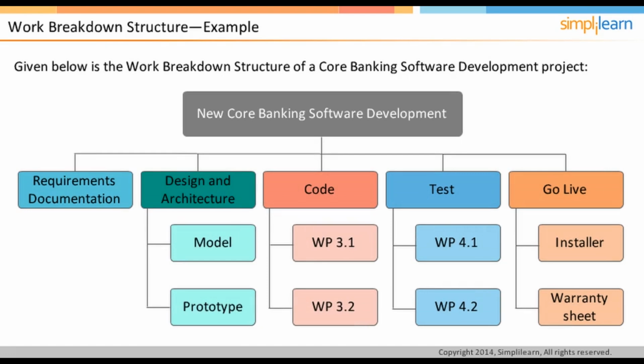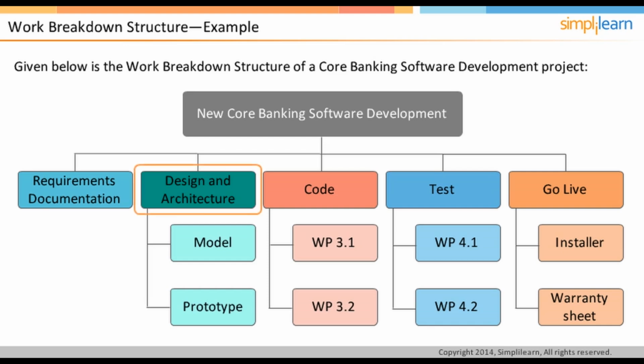Work breakdown structure of a core banking software development project is given on the screen. The scope of the project has been divided into WBS elements, like requirements documentation, design and architecture, code, test, and go live. Further, these elements are decomposed into work package level to make it easier to manage the deliverables in terms of scope, cost, and time.